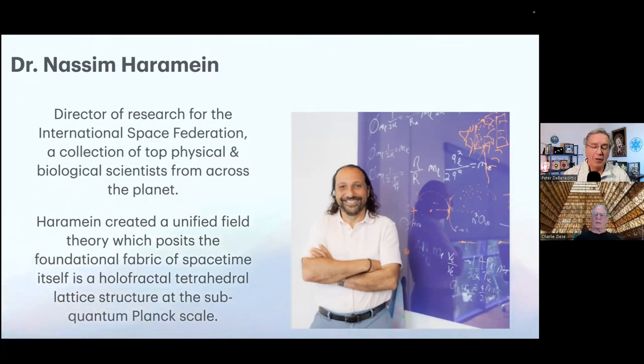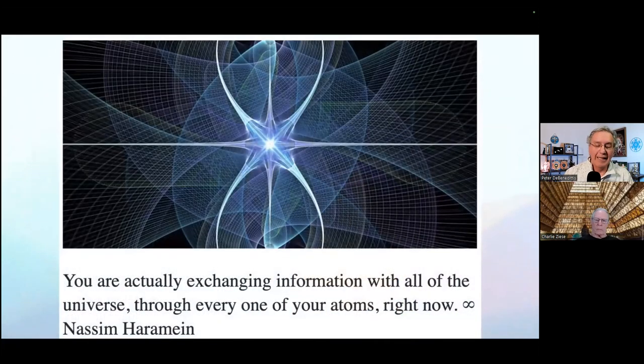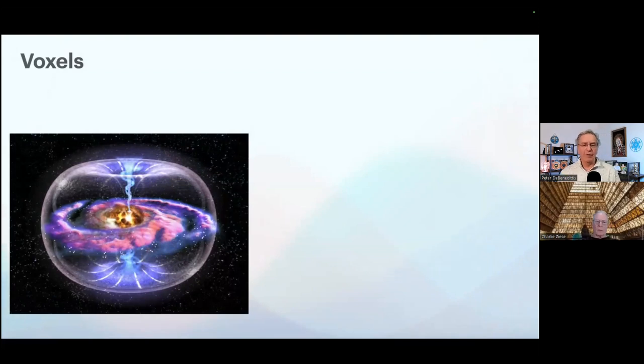Okay. So if you go past all those big words, hologram, tetrahedral, which means the number of sides, and then lattice. You've heard that before, right? And this basically, you put this lattice together at this very, very tiny, small scale, and boom, that's the fabric of space-time. And if you accept that, you get the idea that you're actually exchanging information with all of the universe through every one of your atoms right now. That's what we were talking about, that fractal thing, okay? That, in fact, what's going on inside you at the sub-Planck scale is going on everywhere in what we call our universe.